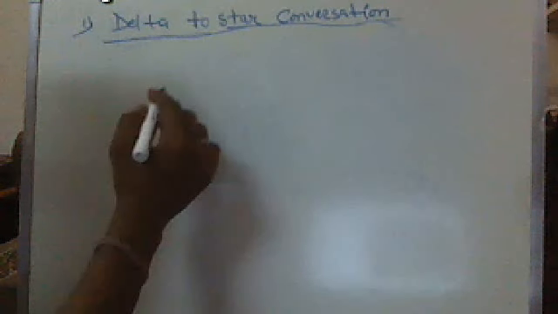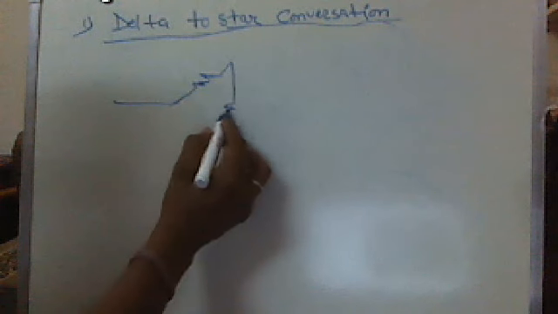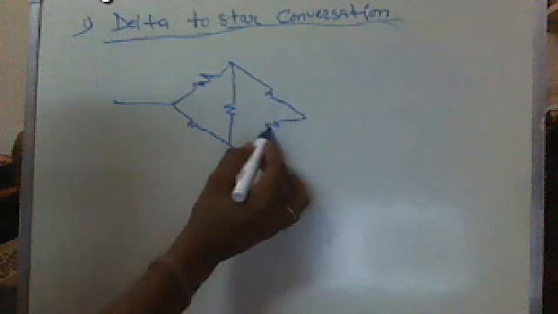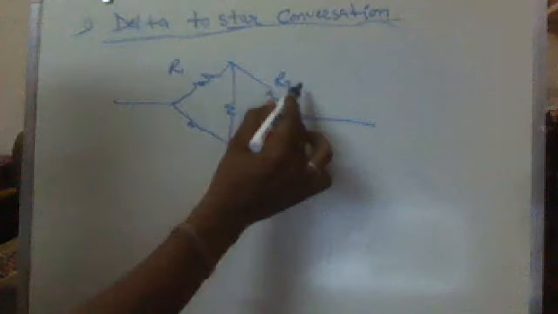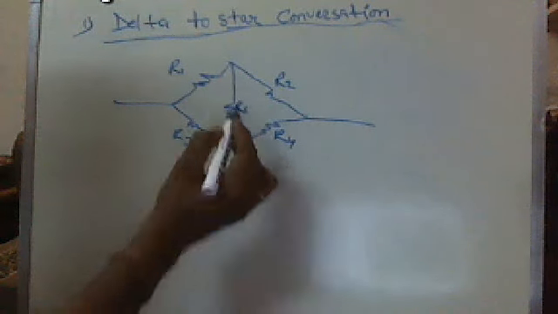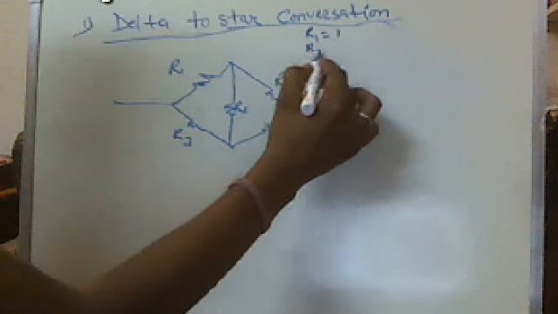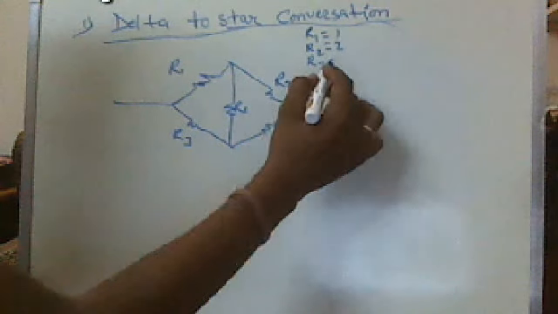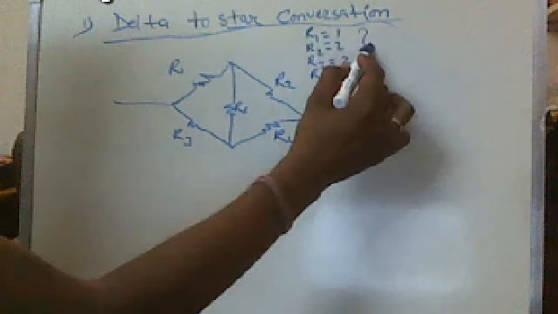Okay, let's start. Let's suppose this is our circuit. Let's suppose this is R1, R2, R3 and R4. R1 is equal to 1, R2 is equal to 2, R3 is equal to 2 and R4 is equal to 1. These are all in ohms.